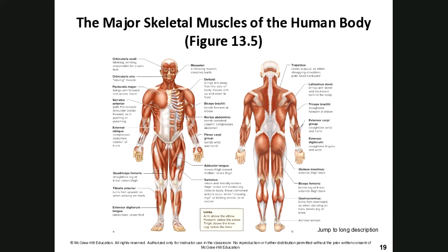So here is a really cool picture that's also found in your book of several muscles, not all the muscles, but a lot of the major superficial muscles that we find in the body. Keep in mind that this is just one level, because if we were to peel this one level back, you'd find deeper muscles.